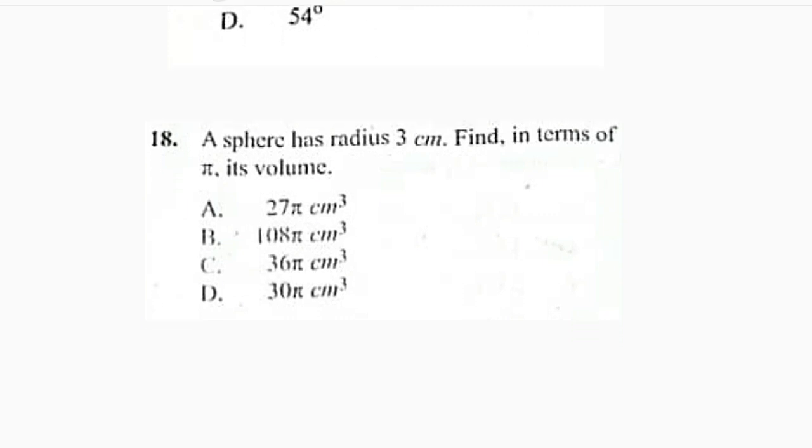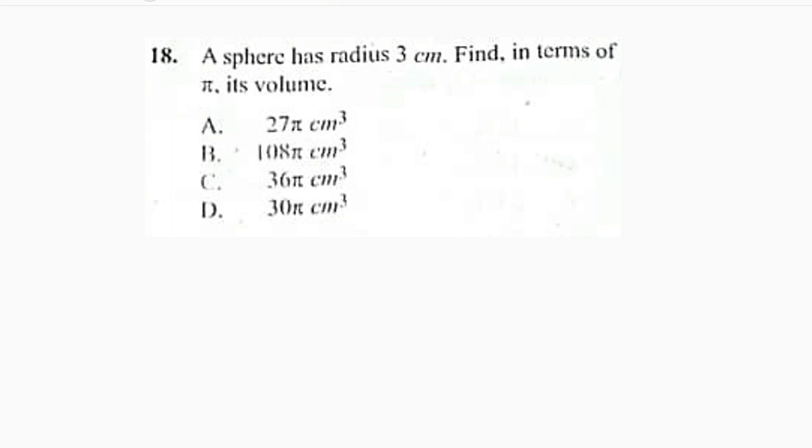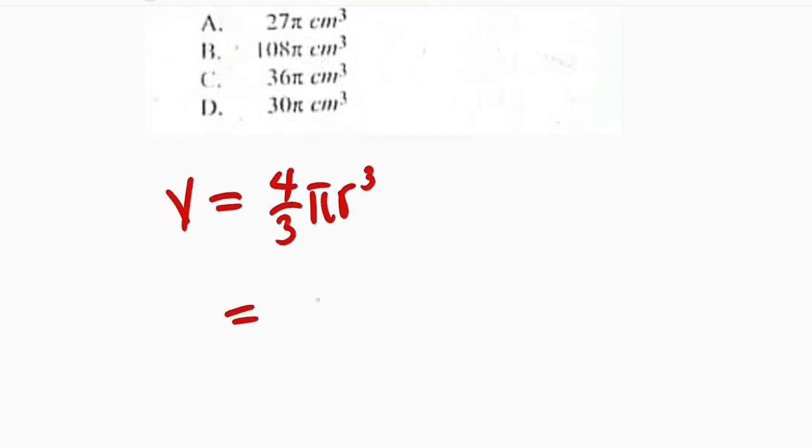All right, here is question number 18. The question reads, a sphere has radius 3 centimeter. Find in terms of pi its volume. And what is the formula for the volume of a sphere? V equal to 4 over 3 pi r to the third power. So the only thing we need to substitute here is the radius, and it is given as 3 cm. So this is equal to 4 over 3 pi r. Okay, r is 3. So we can write it as 3 times 3 times 3, because 3 to the power of 3 is 3 times 3 times 3, right?